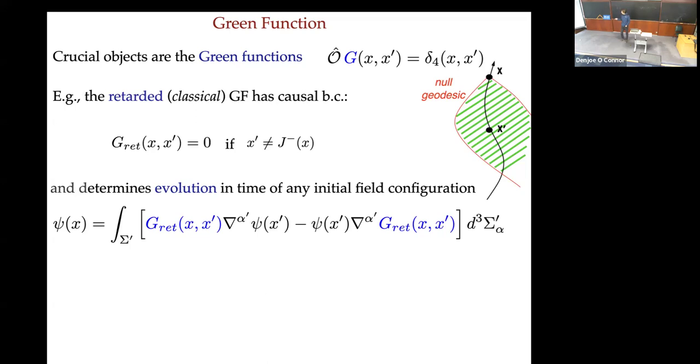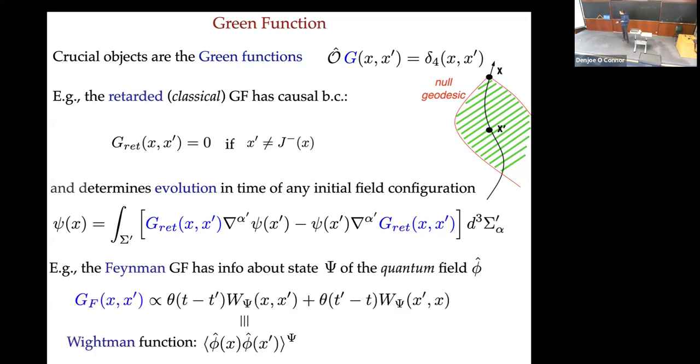It's very useful in particular because if you have some initial configuration for your field, for your psi, you choose some initial hypersurface, give a value for the field on that hypersurface, give a value for the derivative of the field perpendicular to the hypersurface, then you can use your retarded Green function to evolve it to any time to the future. So you know the value of the field anywhere to the future of your initial hypersurface. So that's a classical one.